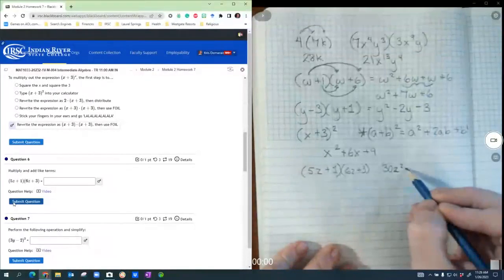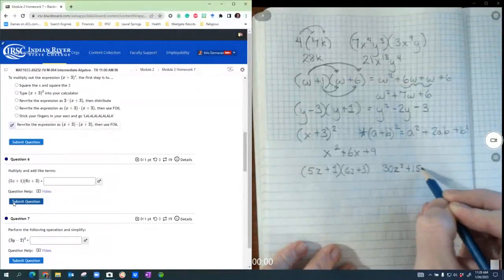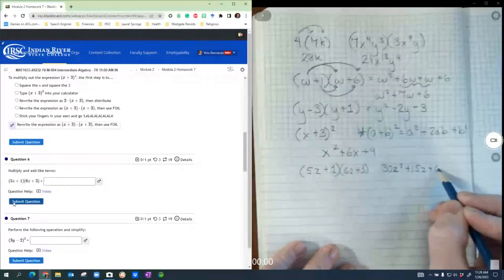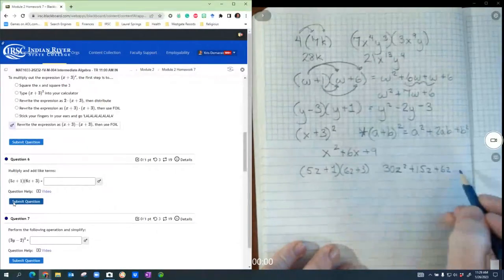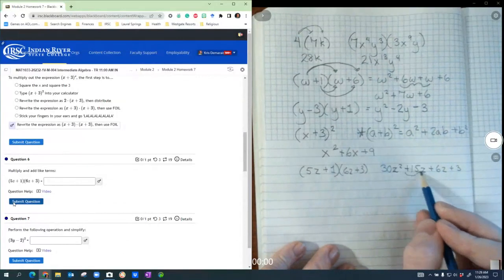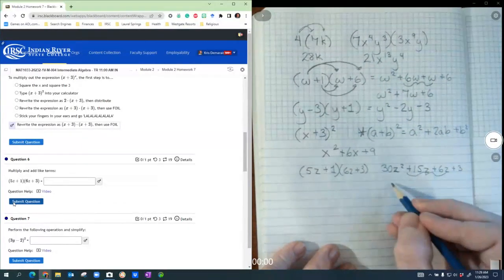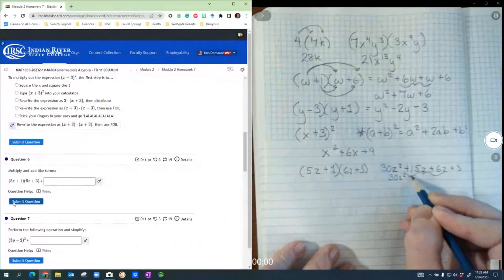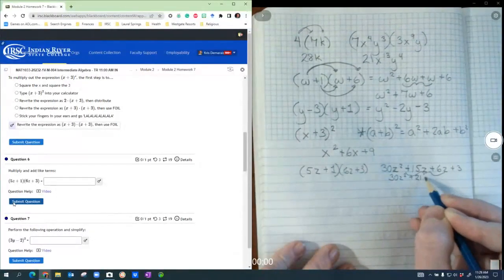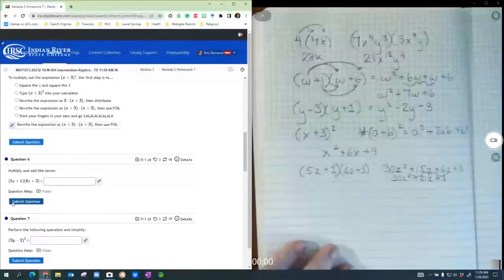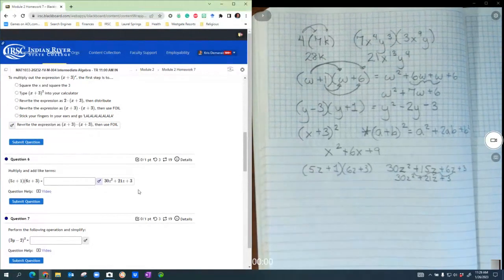And then 15, because 5 times 3 is 15z, and then I have 6z, and then it's plus 3. So now I bring these, adding my terms, I'm just adding those two together, so I'm going to get 30z squared still, and I'm going to get plus 21z plus 3.